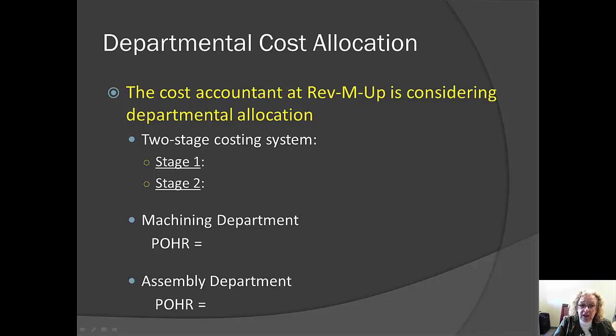A departmental system is a two-stage method for allocating costs. In the first stage, somebody has to pool all of the overhead costs by department.